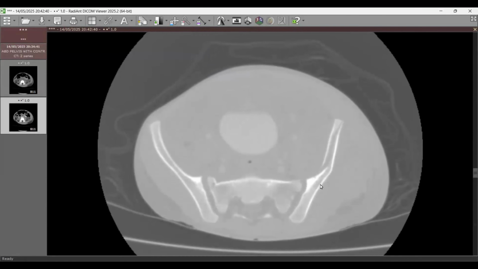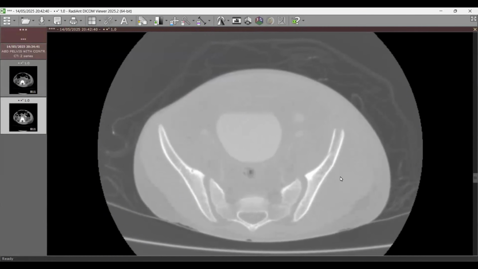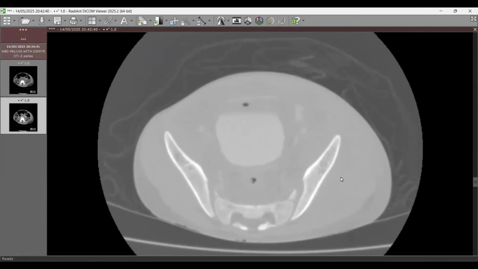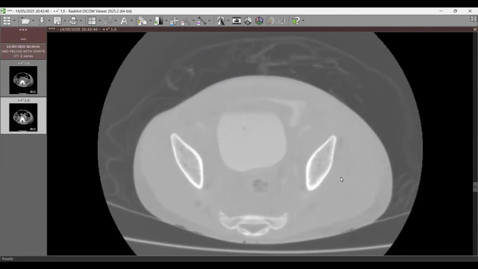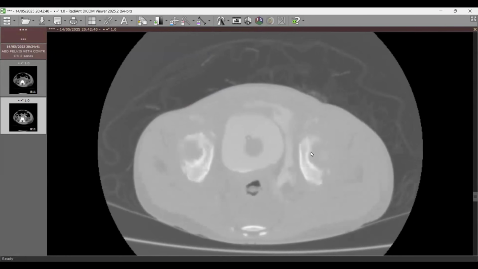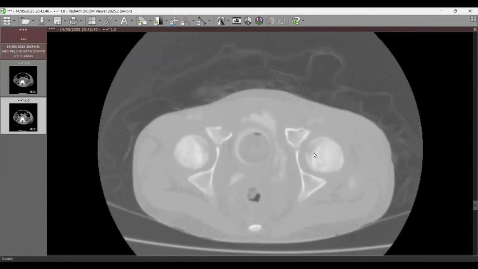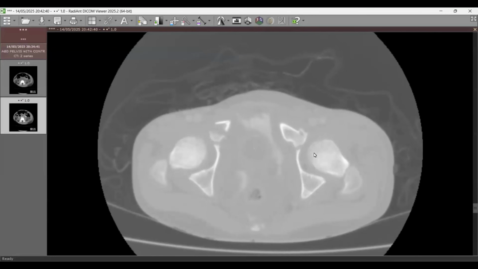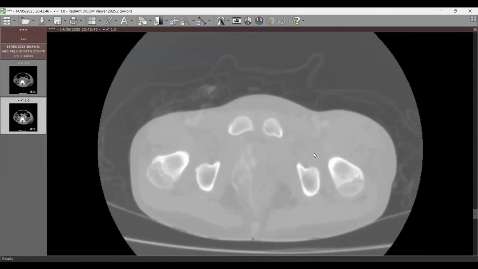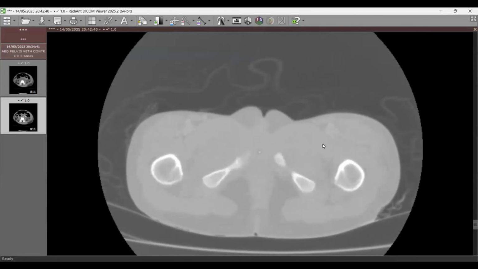Both the sacroiliac joints appear normal, and I'm looking at the pubic rami and ischium. There is no further fracture involving the rest of the bone.